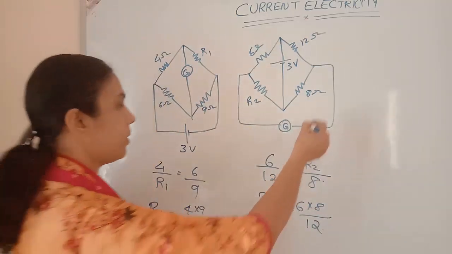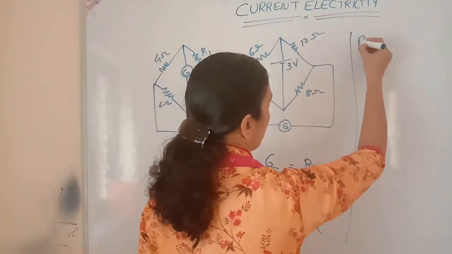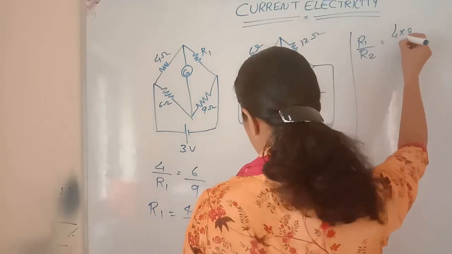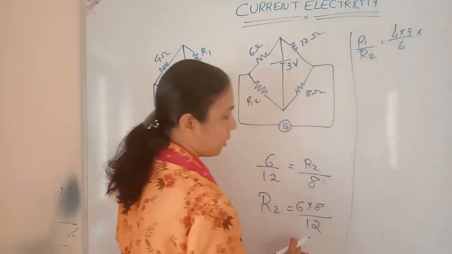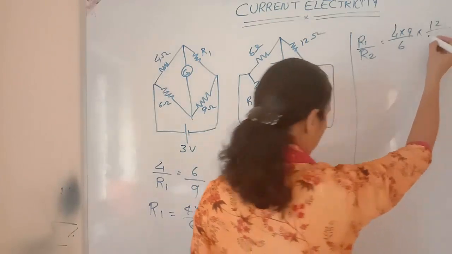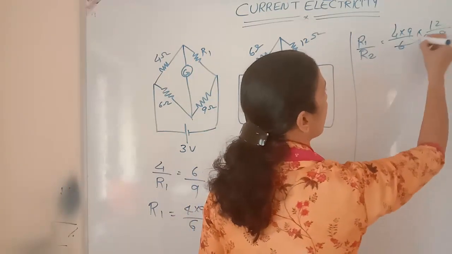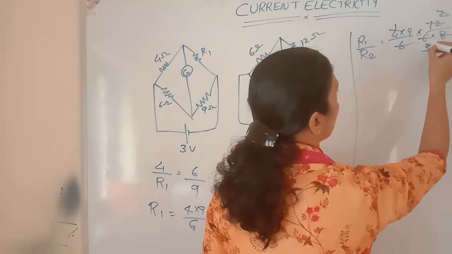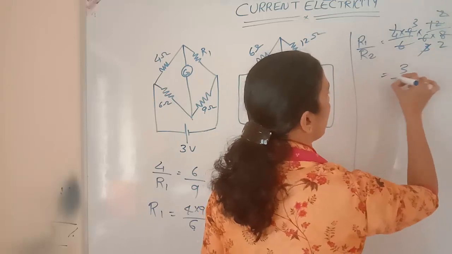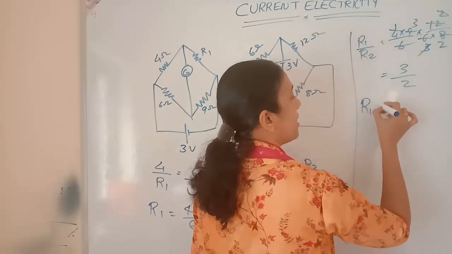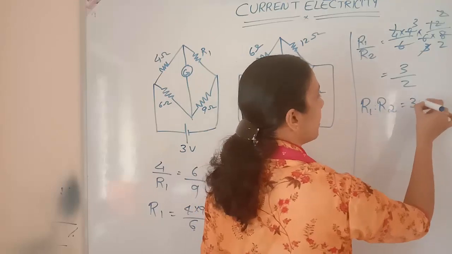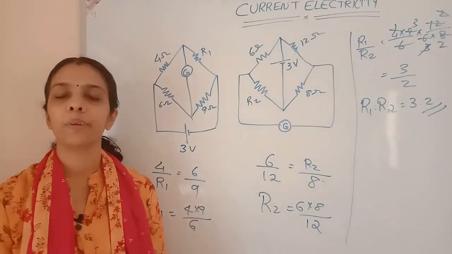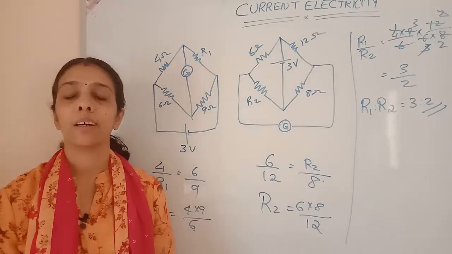So what is the ratio, R1 by R2? How can we find it? R1 by R2 equals 4 into 9 divided by 6, divided by R2. So taking the reciprocal and multiplying by 6 into 8, the 2s cancel and we get 3 by 2. So we get the ratio R1 is to R2 equals 3 is to 2. Okay, clear? So next we will do the numerical based on the meter bridge.